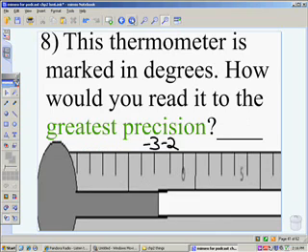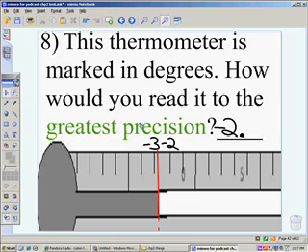This thermometer is marked in degrees. How would you read it to the greatest precision? Okay, so the mercury is right down here, somewhere along in there. It's between the -2 and the -3. But remember, we're on the negative side of things here on this scale, and so it is more negative than just simply -2. It's going to be -2 point something.